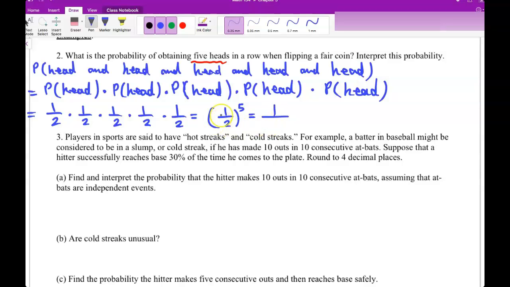That is 1 to the 5th power is 1, 2 to the 5th power is 32. This is the fraction. Now this one is 0.03125. So that is the answer. As for probability, we usually write it as a decimal number.